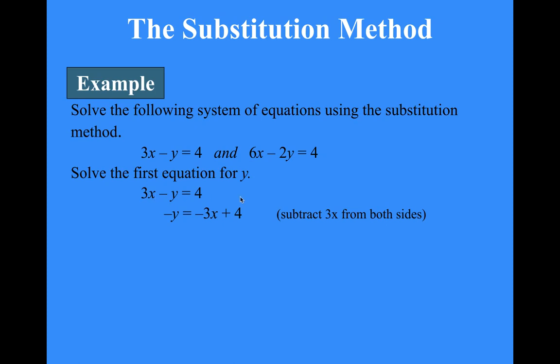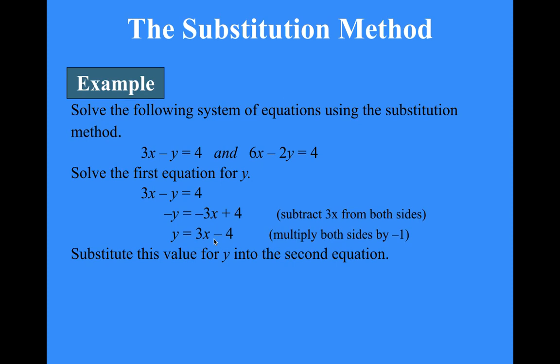Subtract 3x from both sides. I get -y equals -3x plus 4. Now I'm going to multiply everything by -1. I get y equals 3x minus 4, because -1 times +4 gives me a -4. So now I see that anywhere that I see a y in the second equation, I can plug in 3x minus 4, okay? Because y is the same thing as 3x minus 4. If they mean the same thing, I can plug in the 3x minus 4.